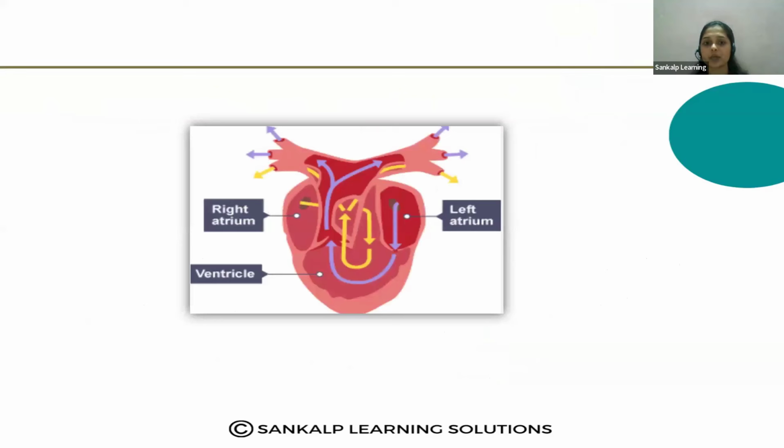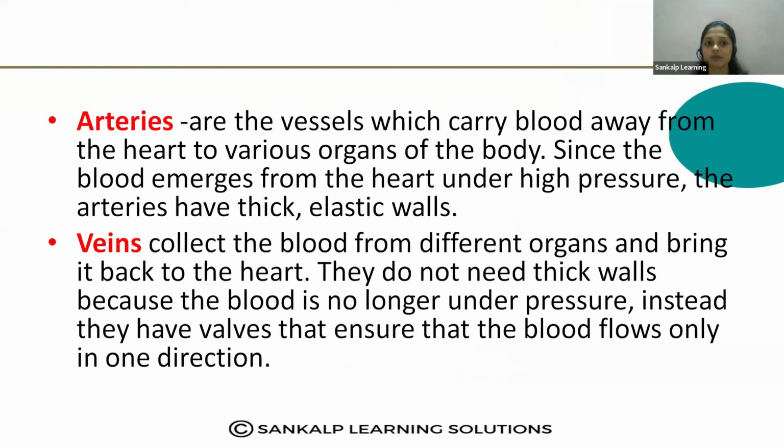So this is the 3-chamber heart observed in the amphibians and the reptiles. You can observe the 2 atria but only 1 ventricle. Okay. Then for the transportation process, again arteries, veins and capillaries are helping. Okay. So what do you mean by arteries and veins? Arteries, what are they? These are the blood vessels. Arteries are the blood vessels which carry the blood away from the heart to the various organs.